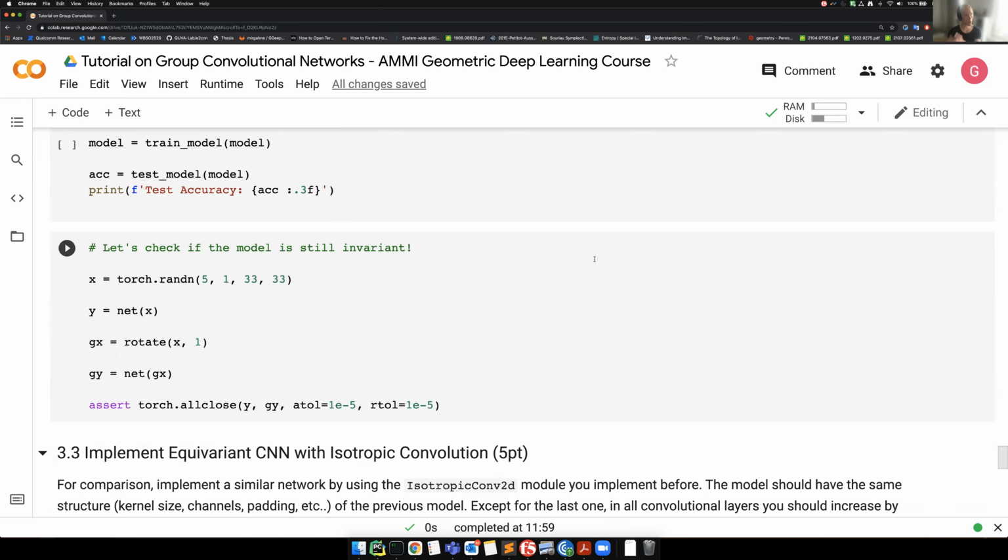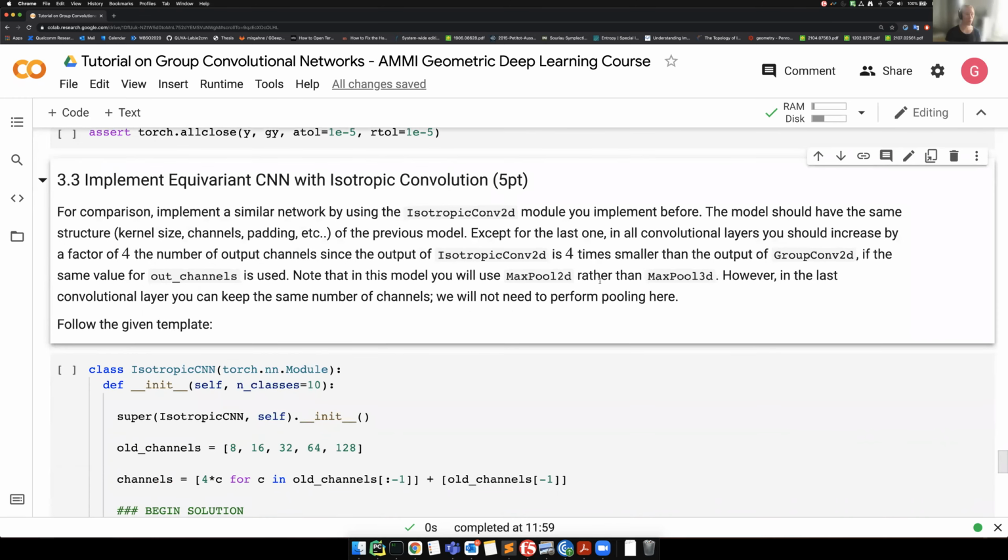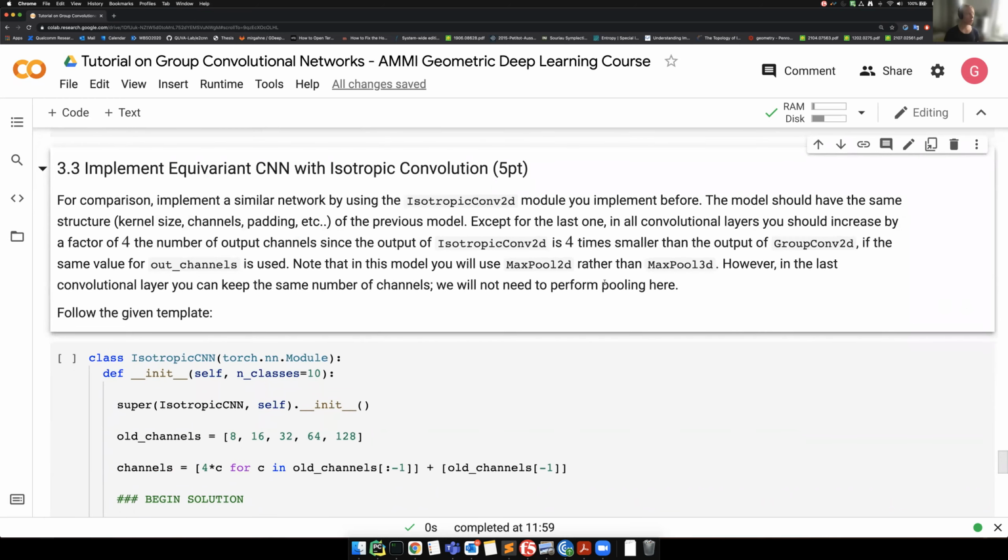For comparison, we then implement an equivalent neural network, which instead uses the isotropic convolution you implemented before. The exercise is pretty much the same as before. It's just that you use the other layer, the isotropic convolution layer.